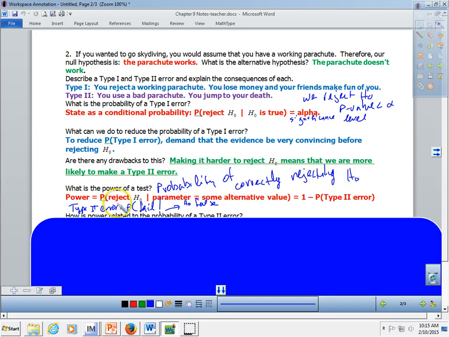Well, these are just complementary events. So if I know the probability of getting a type 2 error, then the power of the test is just 1 minus that. That's the probability that we're going to correctly reject H0. Okay? All right.